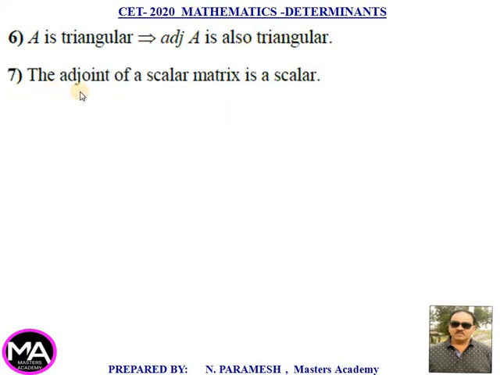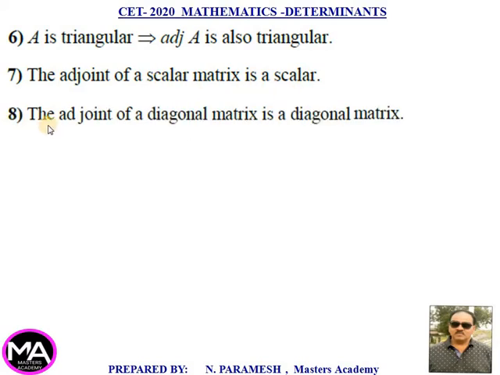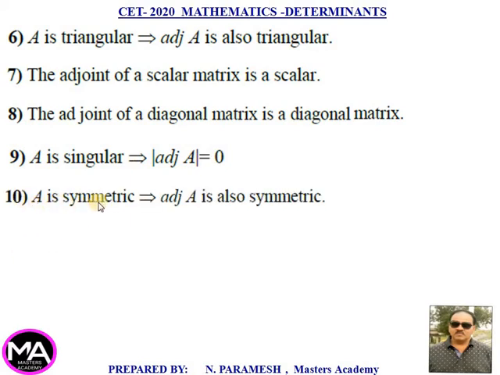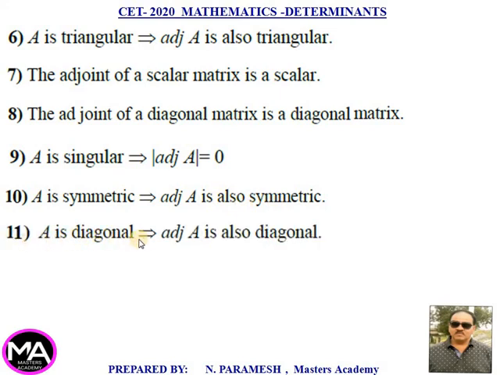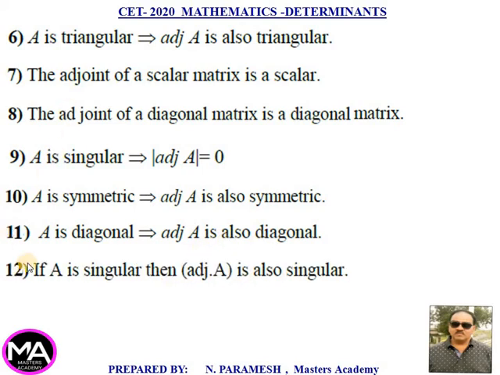Seventh point, the adjoint of a scalar matrix is a scalar. Eighth point, the adjoint of a diagonal matrix is a diagonal matrix. Ninth point, A is singular, which implies determinant of adjoint A is equal to 0. Tenth point, A is symmetric, which implies adjoint A is also symmetric. 11th point, A is diagonal, which implies adjoint A is also diagonal. 12th point, if A is singular, then adjoint A is also singular.